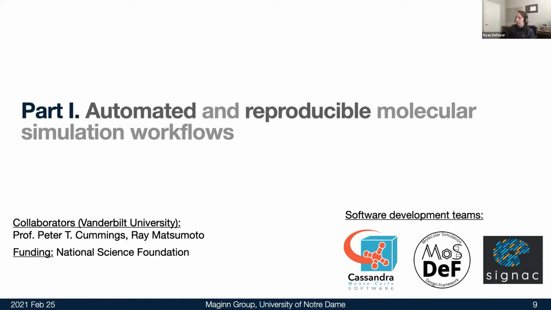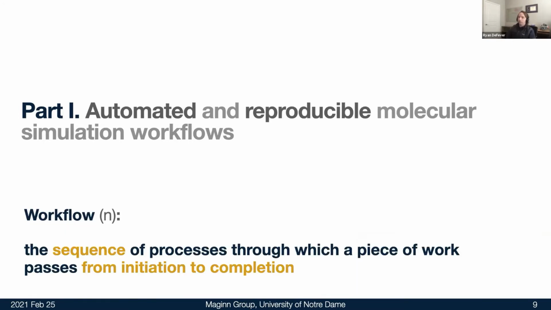So before I go any further, I want to define this idea of a workflow. The definition is a sequence of processes through which a piece of work passes from initiation to completion. And I really want to focus on that idea of going all the way from initiation all the way to completion. So an automated workflow is one where you get start to finish with whatever set of simulation tasks you want to perform without any human intervention. And if it's reproducible, well, that just means that it's easy for someone else to come along and verify and reproduce what you've already done.